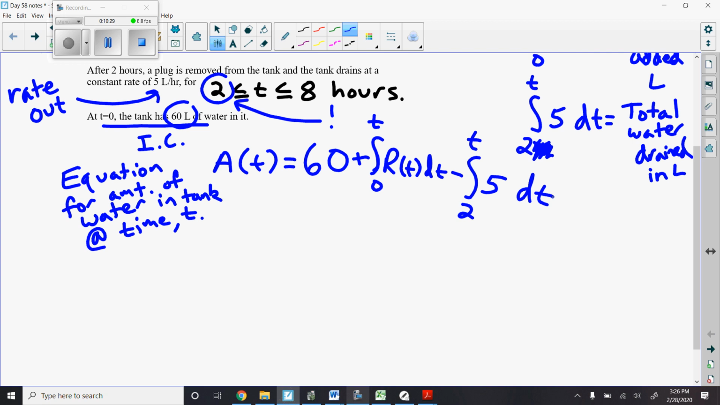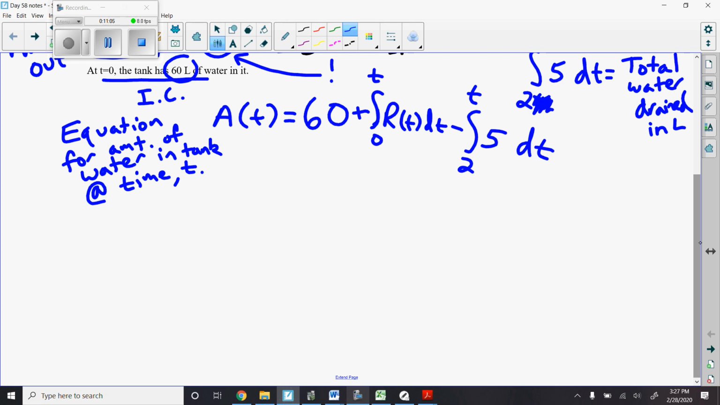Now, if I ask you at a time t before 2, we won't have to worry about that rate out because we don't even start draining until time 2, right? So if I ask you how much water is in the tank at time 1, it'd be 60 plus the integral from 0 to 1 of r of t dt. I'm not going to do anything with that rate out because it doesn't kick in until time 2. Okay? So here are the types of questions that you might see. We're going to do them today.